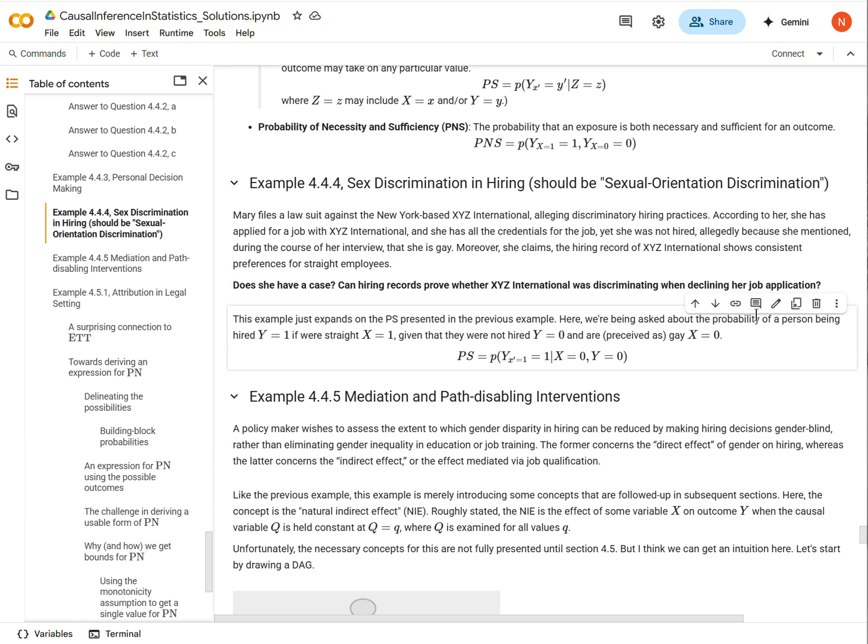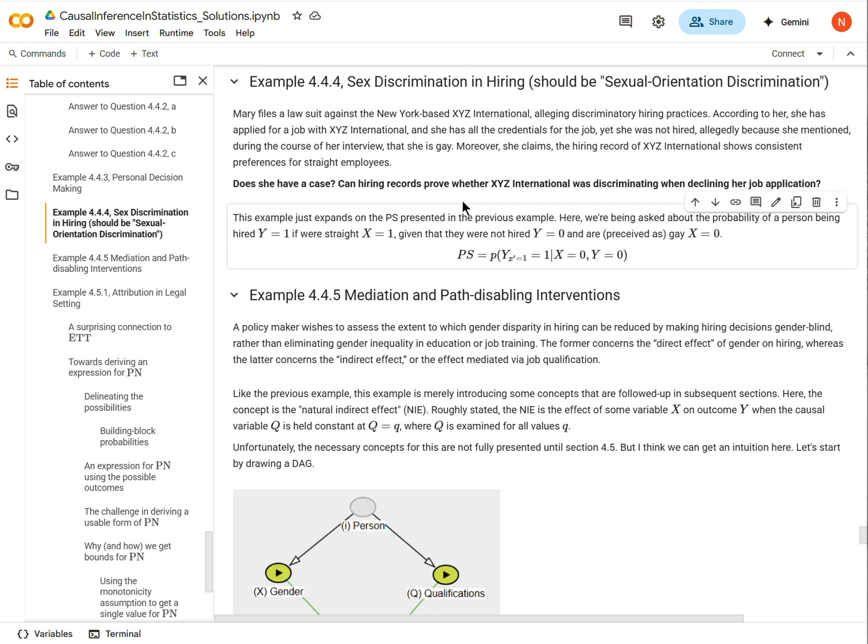Okay, so we're being asked, what is the probability of a person being hired, y equals 1, in the case that they are straight, counterfactual value x prime equals 1, given that they were not hired and are, or at least perceived to be, gay or not straight, x equals 0. Okay, so that's all that example is doing there. I think that we will take a break here and then do example 4.4.5 and then launch into the complicated 4.5.5.